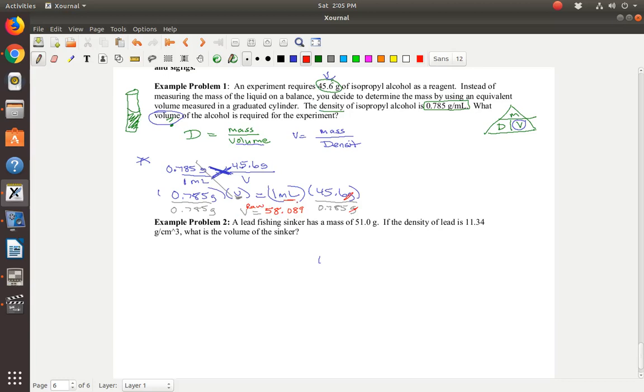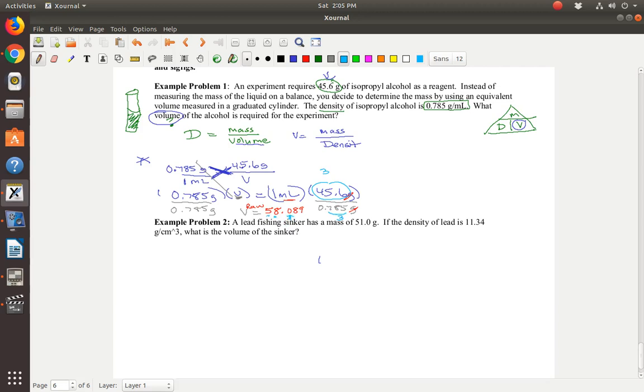And the unit is milliliters, so I have to look at significant figures. This is multiplying. We're multiplying and dividing, so we use the least number of sig figs. This number here has 3 significant digits, and this number has 3 significant digits. So my answer needs 3 significant digits. So 1, 2, it's got to end right there.